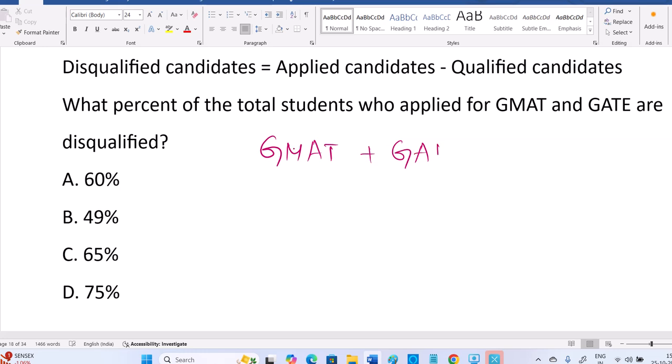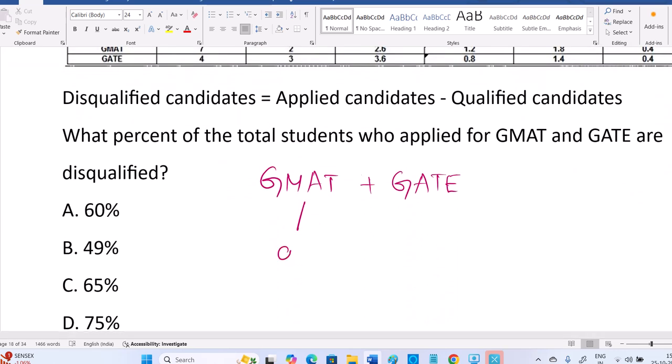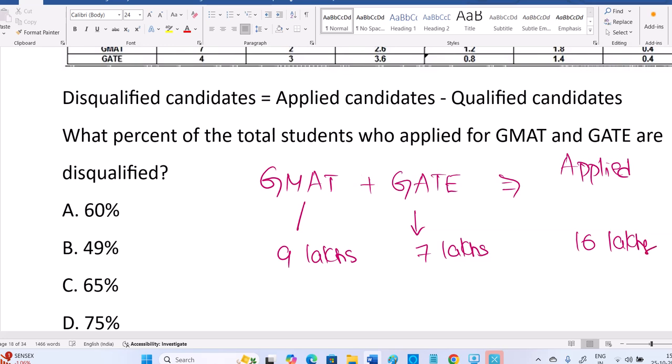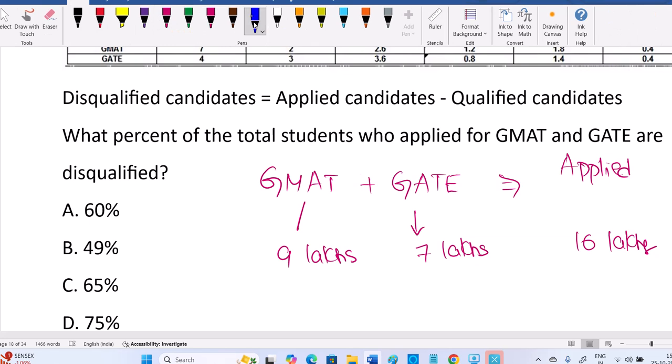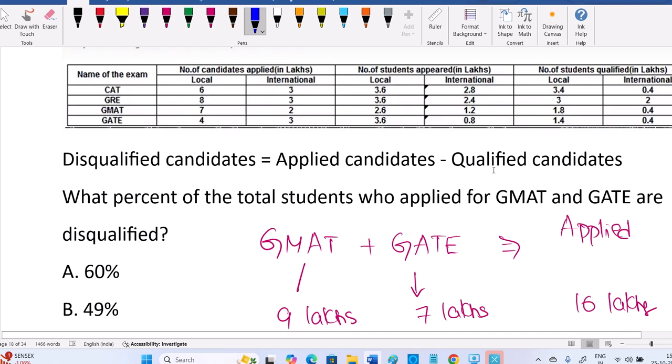How I get the total is, who are applying is what we'll consider. GMAT applied, local and international, is 7 plus 2, 9 lakh people. GATE is 4 plus 3, 7 lakhs. So applied is 16 lakhs. Next in the question, how to know disqualified? Applied minus qualified. Now I have to go for qualified. Qualified in GMAT is 1.8 plus 0.4, 2.2 lakhs.